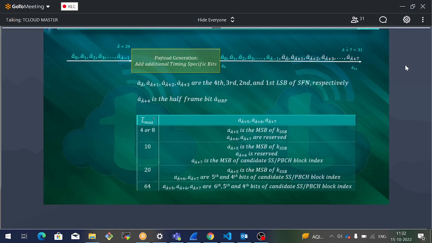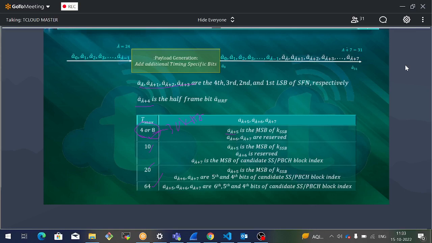Okay, so what about the remaining 3 bits? Totally 8 bits. 4 plus 1, 5 gone. The remaining 3 depend on the LMAX value. LMAX value is 4 or 8 or 64. 10 and 20 are used only for some special cases, which we can ignore. 4 or 8 or 64. If we take 4 or 8, that is only applicable for our 30 kilohertz scenario, operating band. So what are the cases?